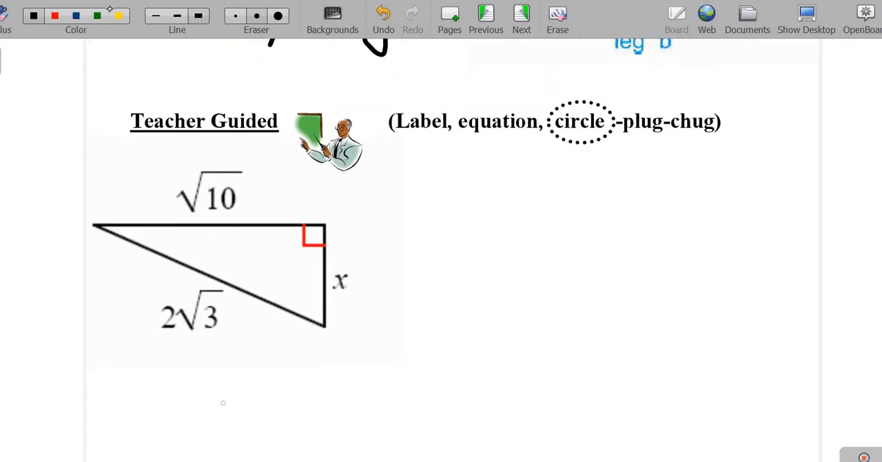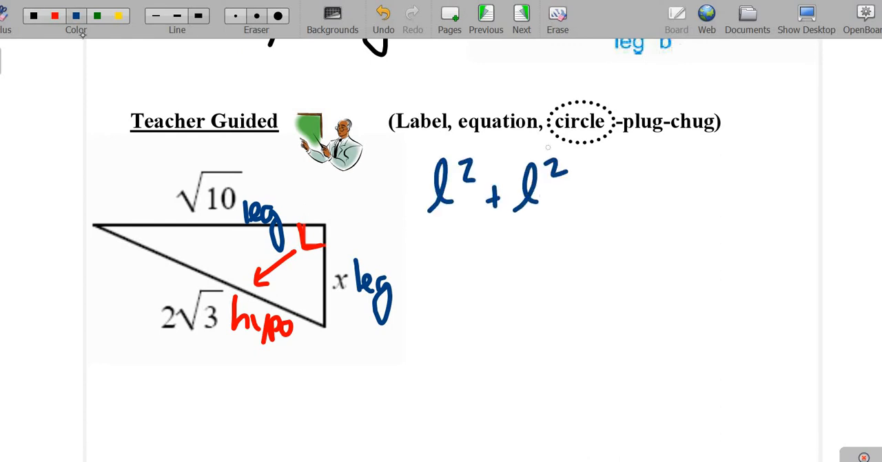First off, I label. There's one leg. There's the other. I look at the right angle. Right angle points to the hypo. And we're going to write leg squared plus leg squared equals hypo squared. Label, equation, circle, plug, chug.